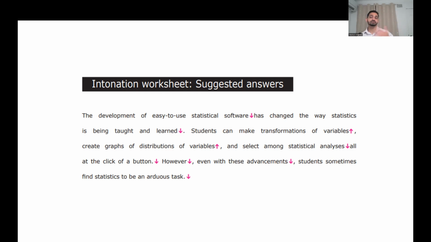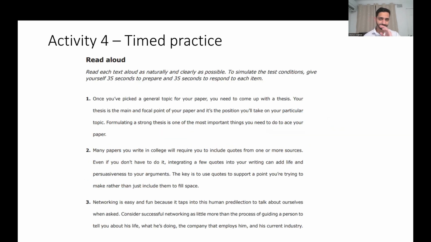Okay, so however, me personally, I will emphasize it. I will have a rising intonation on however, because that's how I would want to contrast. But and you will see Pearson does that later on as well. But again, it's one possible suggested answer. That's why we call it a suggested answer.